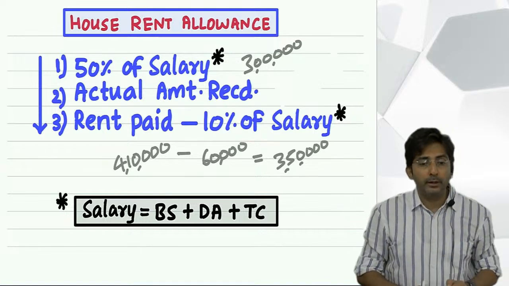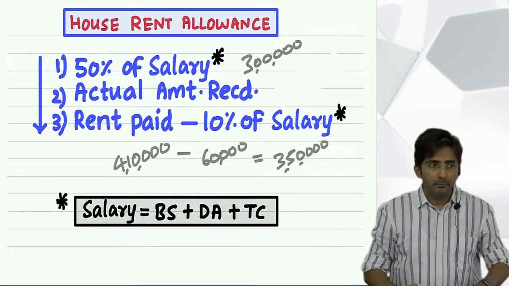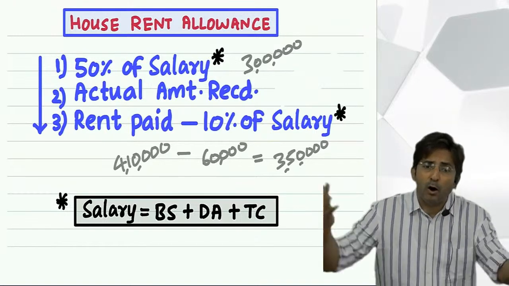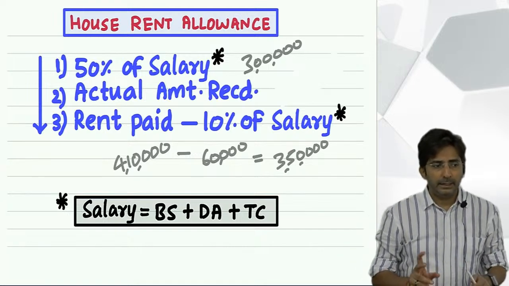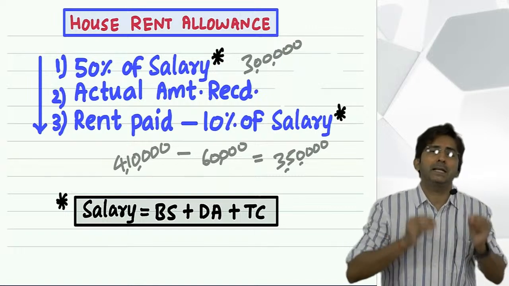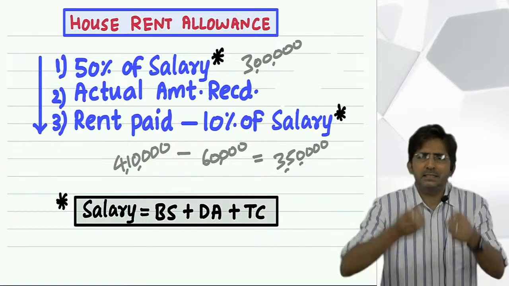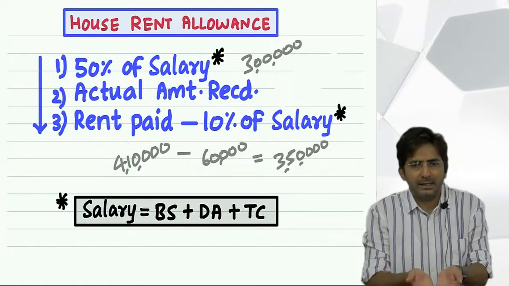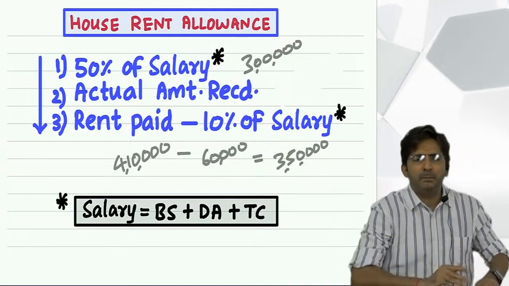And one more important point: only if he pays rent, the exemption will be allowed. But nowadays there are many employees who don't have to pay rent. They have their own house, but still the company is giving HRA. Don't find it weird. See what the company says: it is our duty to pay salary to the employee, so let us give it in the name of HRA. Whether he stays in a rented house or has his own house, we have to pay him salary. So sometimes they give the salary in the name of HRA, but you don't need HRA because you have your own house.